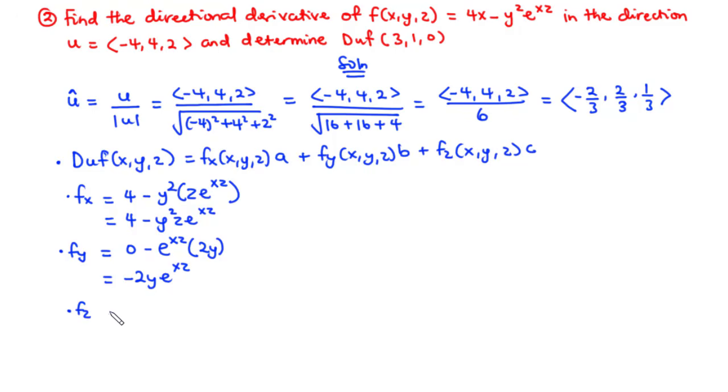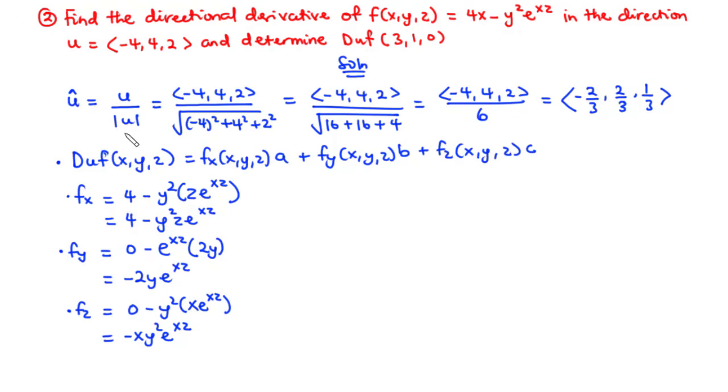Next to fz, we differentiate this with respect to z, x and y are constant. We differentiate this, we have 0 minus, we keep y squared as constant, we differentiate this function. So we differentiate z on top, and thus we have 1 times x is x. So we have x times e to the power xz, and thus we have fz equal to negative x y squared times e to the power xz. So this is fz.